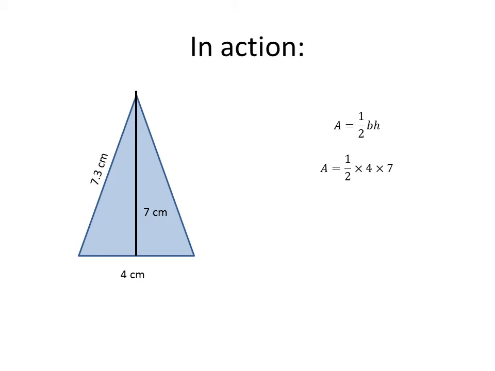Okay, so we're going to substitute that into our formula. Area is equal to 1/2 times 4 times 7. 1/2 of 4 is 2, and then 2 times 7 is 14. And our units here are square centimeters.